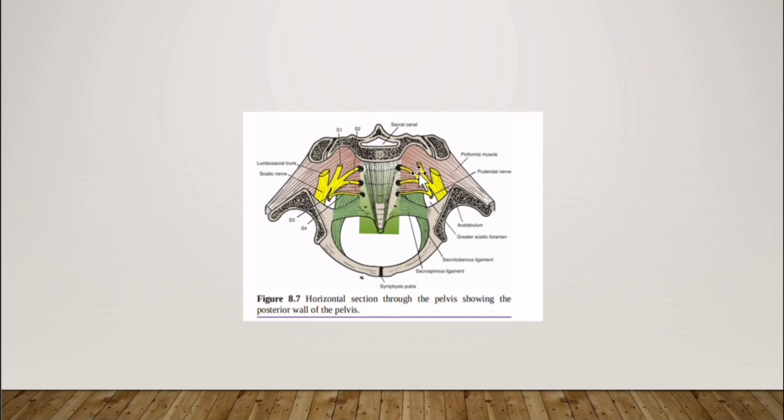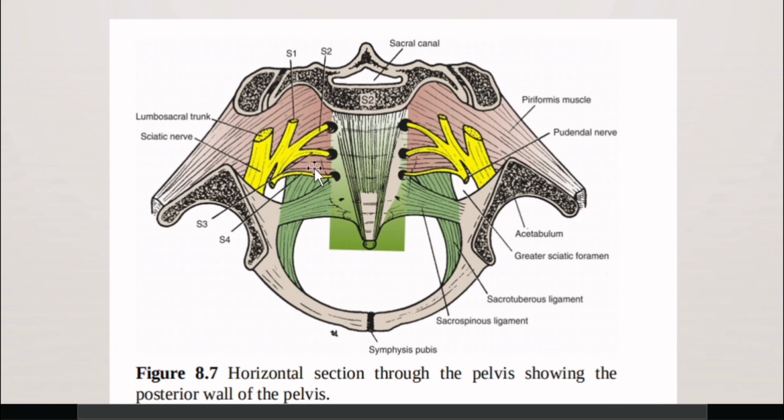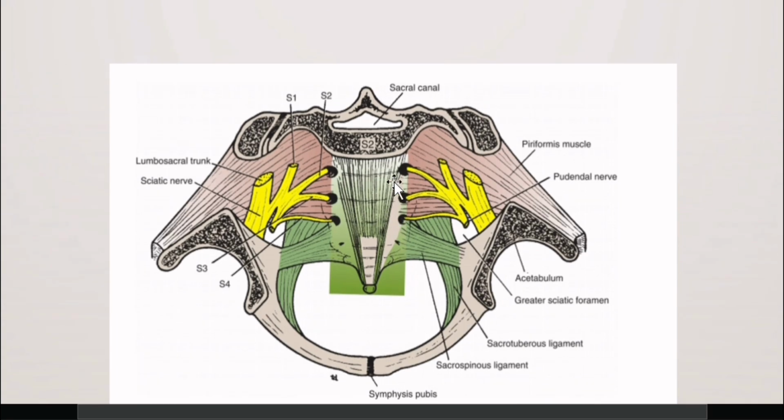Then these are some of the anterior relations of the sacrum, right? We have this muscle, which is called the piriformis. For now, let's just appreciate it, but we'll talk more about it later. Then we have the sacral plexus. They are anterior relations of the sacrum.